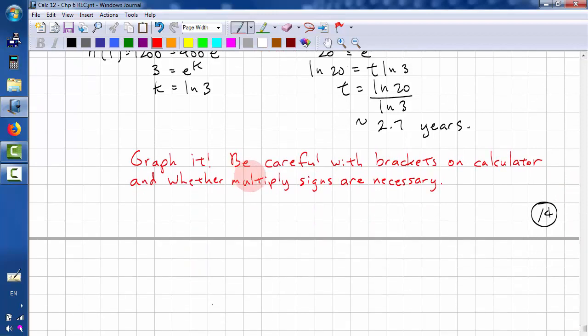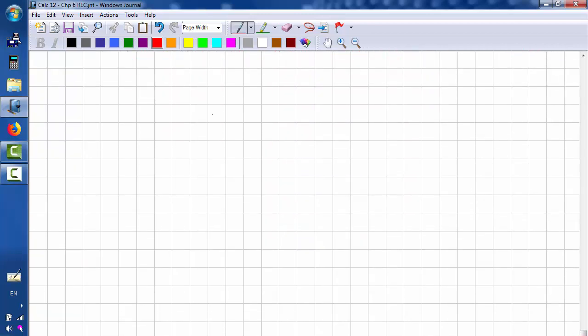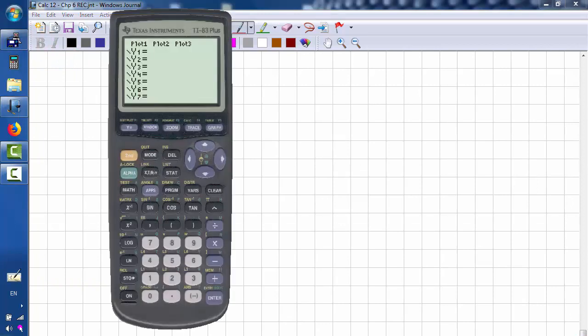And it's good to graph this. Be careful with the brackets on a calculator, and whether multiply signs are necessary. Okay, I'm going to bring out the TI. Okay, we have 10,000 divided by brackets. Remember, there's multiple terms, so we need brackets. 1 plus 24, and e is down here, so second e, negative ln 36 divided by 11 times x.